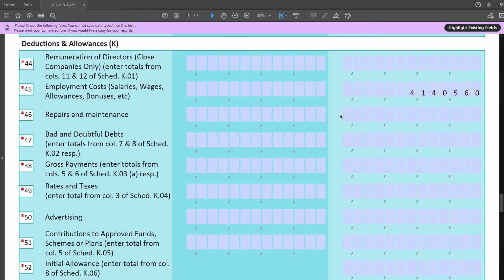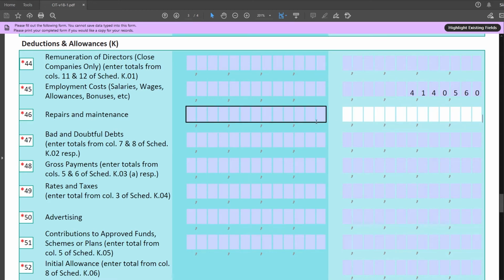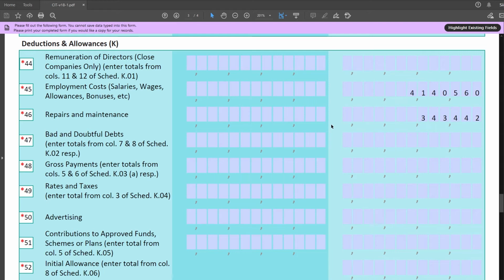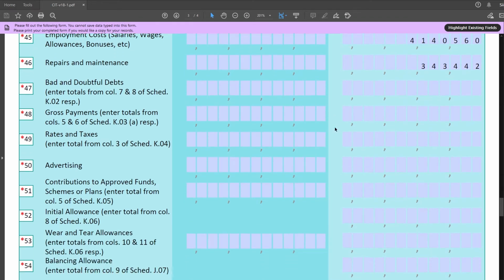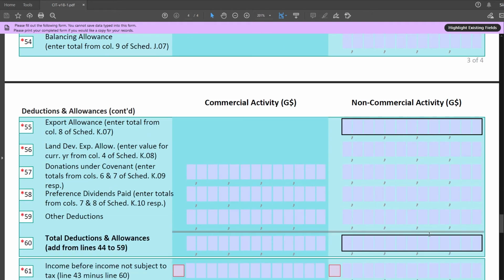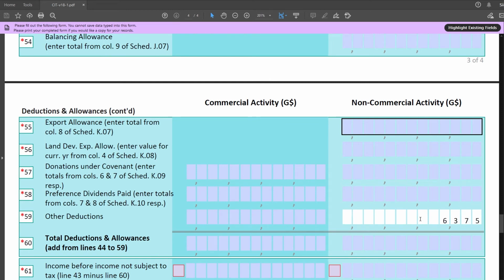In this section, do not include any deductions and allowances which relate to income not subject to tax. The company incurred employment costs such as salaries and wages, allowances, bonuses, etc. Therefore, enter the amount in line 4 to 5. During the year of income, the company also incurred repairs and maintenance. Do not include expenditure in respect of extensions, capital improvements, or structural alteration or any expenses not wholly and exclusively incurred in the production of the income in line 4 to 6. Absolute Design and Networks claimed wear and tear allowance for the machinery used for the production of income. Hence, we enter that value in line 53. They also had other deductions where that total is entered in line 59.